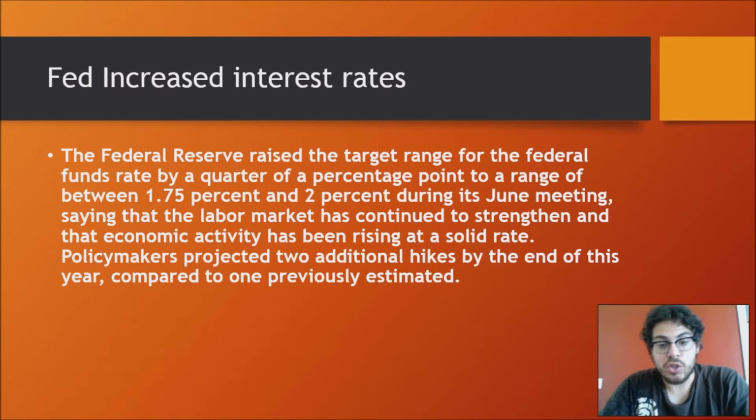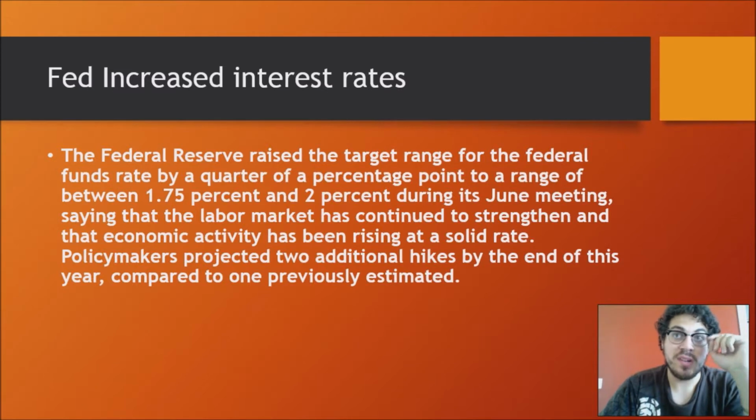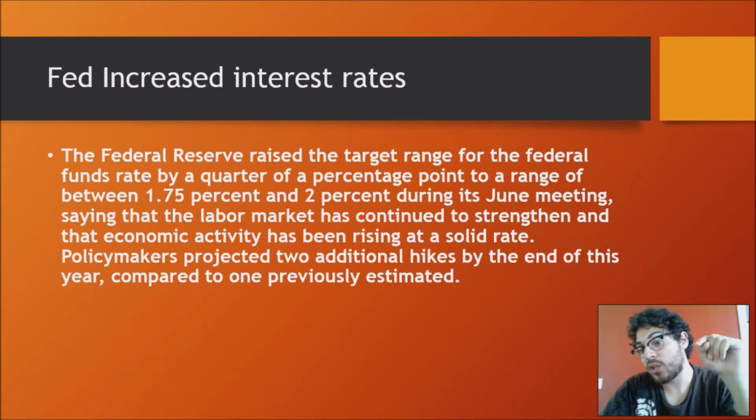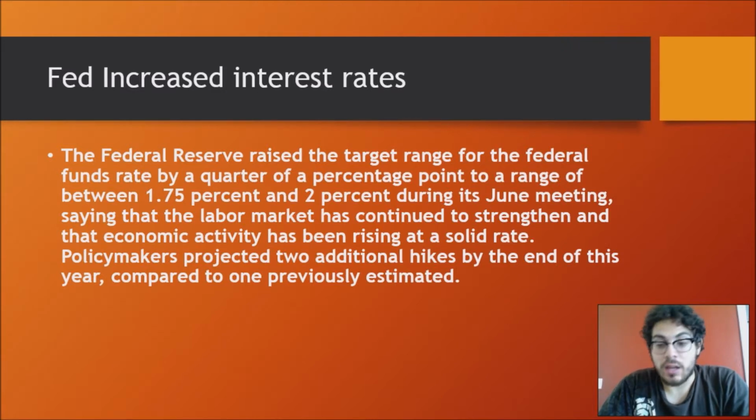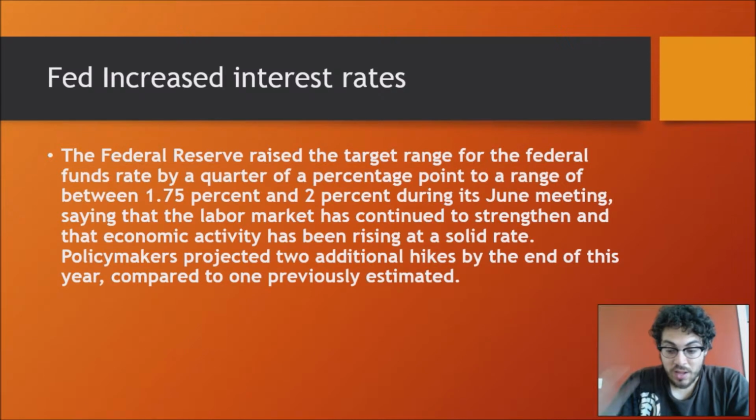Policymakers projected 2 additional hikes by the end of the year, and before the previous estimation was 1. So this was probably the biggest news of today, because everybody knew that the Fed was going to increase interest rates, but they didn't expect them to announce an extra hike increase by the end of the year.